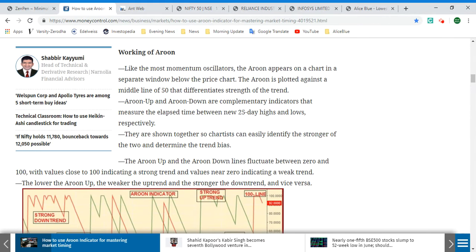So how does this work? The Aroon is plotted against the middle line of 50 that differentiates the strength of the trend. They are shown together so chartists can easily identify the stronger of the two and determine the trend bias. The Aroon up and the Aroon down lines fluctuate between 0 and 100, with values close to 100 indicating a strong trend and values near 0 indicating a weak trend.